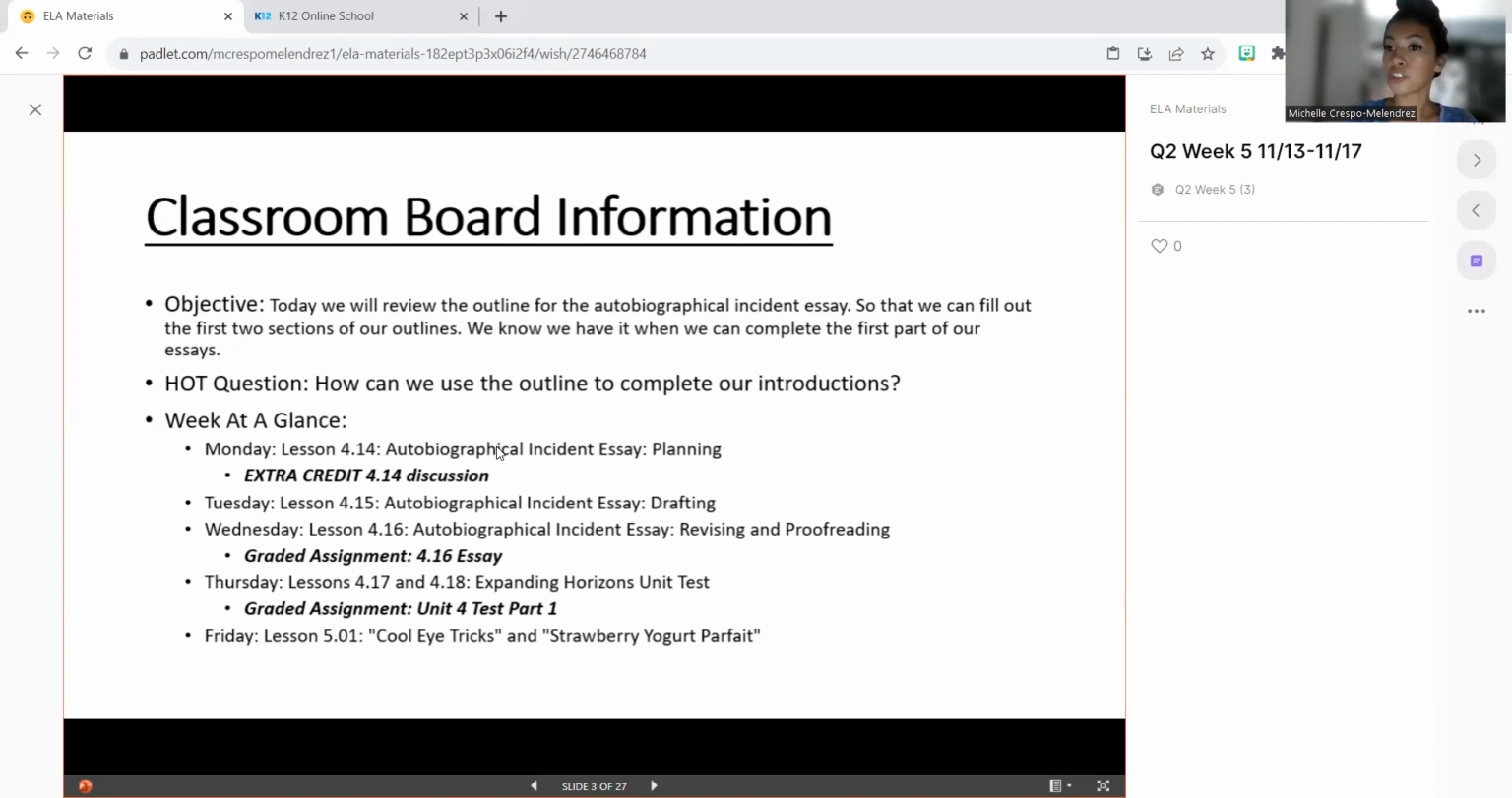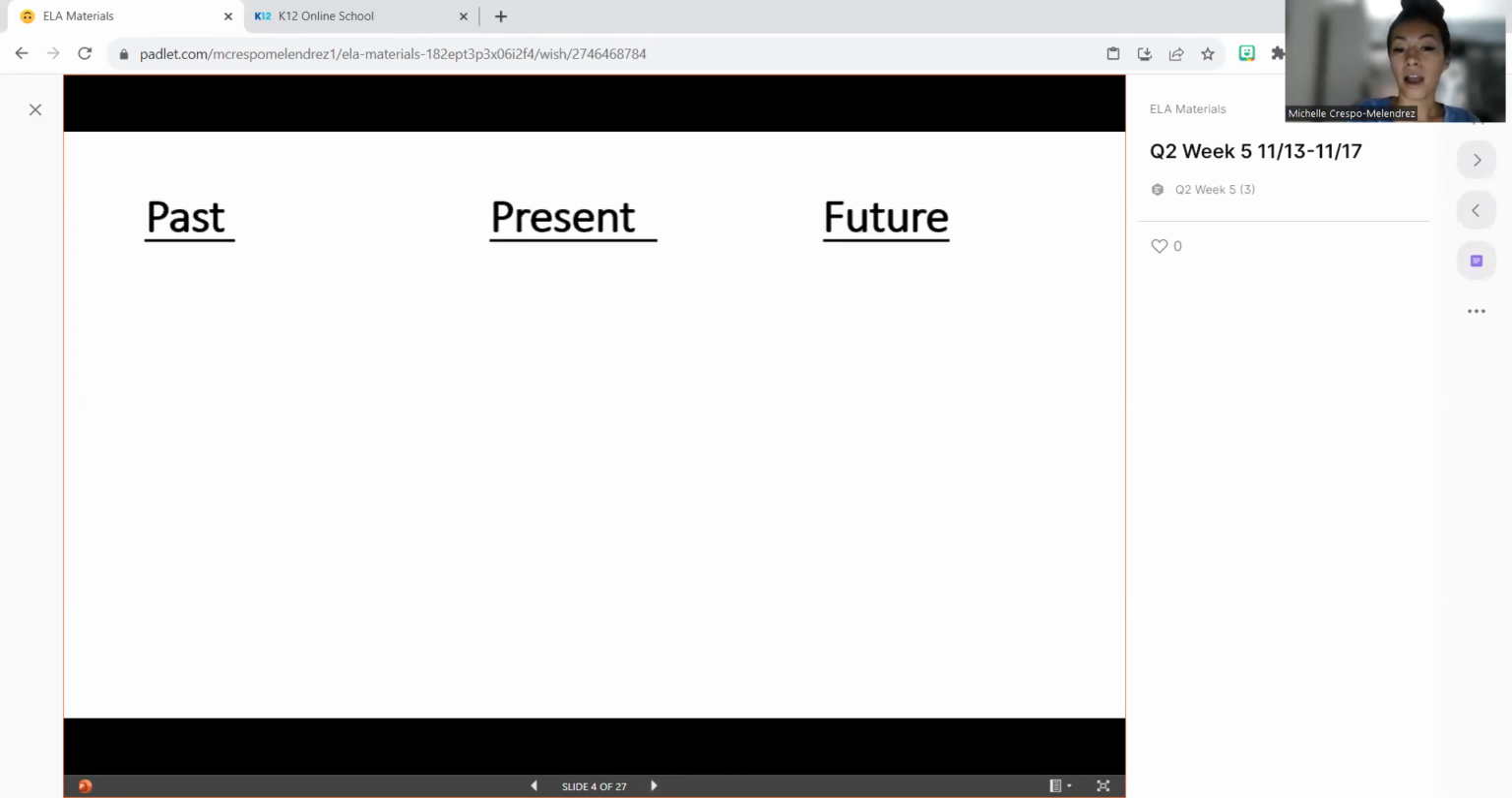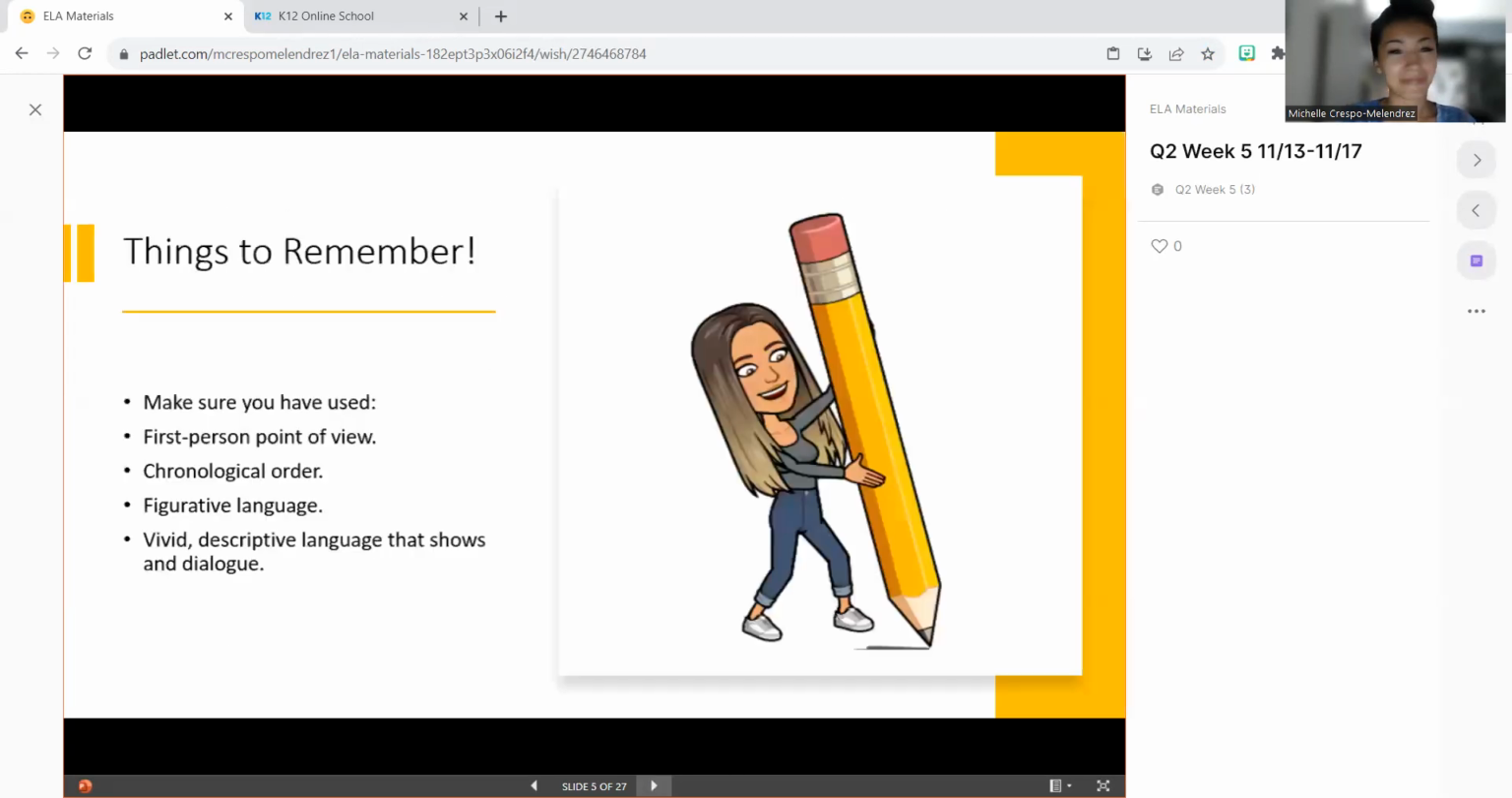So your lesson is just to read these two pieces. They're procedural essays. The first one is just how to do a cool eye trick. It's a how-to. It's really short. And the second one, the strawberry yogurt parfait one, is just a recipe on how to make a parfait. So two easy, quick reads, and then you're good to go to the zoo. I'm not going to do this because no one's here.